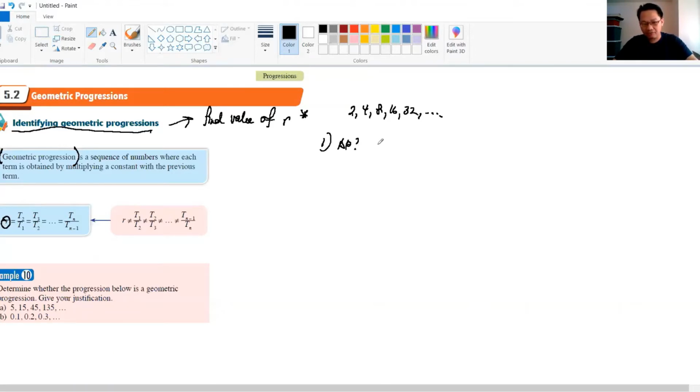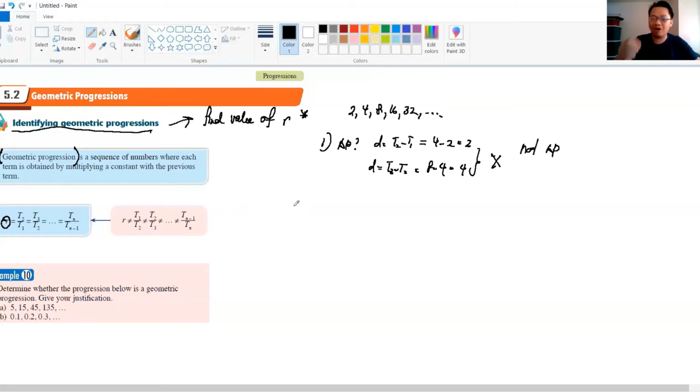So for AP, we need to find the common difference, which is T2 minus T1. So this is how we prove: 4 minus 2, which equals 2. But when we find T3 minus T2, also the common difference, which equals 8 minus 4, jawapan dia 4. So both of them are not equivalent. So this one is not AP. Alright, this sequence is not AP. So how to determine whether this sequence is GP?